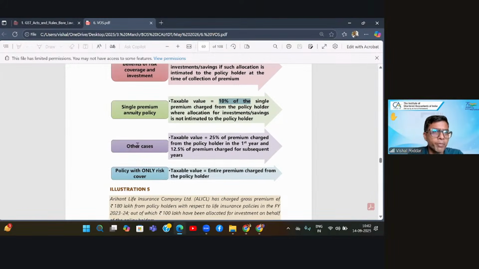If it is an annual premium, that is, for the entire 20 years I'm going to pay premium, then 25% of the first year premium is assumed to be towards insurance, balance towards investment, and thereafter, from the second year onwards, 2.5% of the premium is considered to be towards insurance. So in case of an endowment policy, where the policy does not give the breakup, this is the assumed valuation.